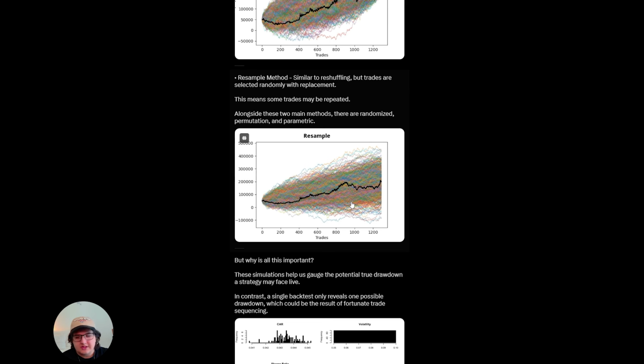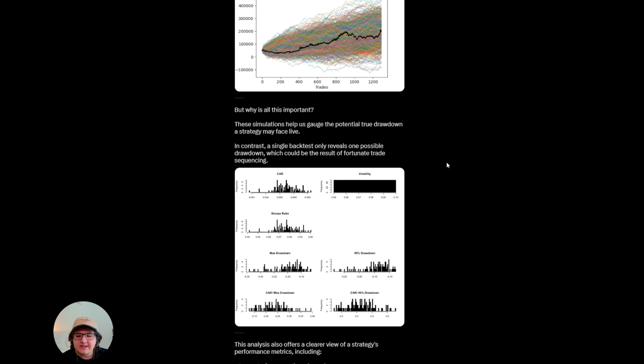You obviously are going to always see variation in a Monte Carlo just because it's doing different sequencing of those trades. But ideally, you'd love to see it a bit more tight, meaning that over that historical time, even with these trades reshuffled around, it still performed very similarly. So that'd be at least the goal. But why is this all important? These simulations help give us a gauge of the potential true drawdown a strategy may face live.